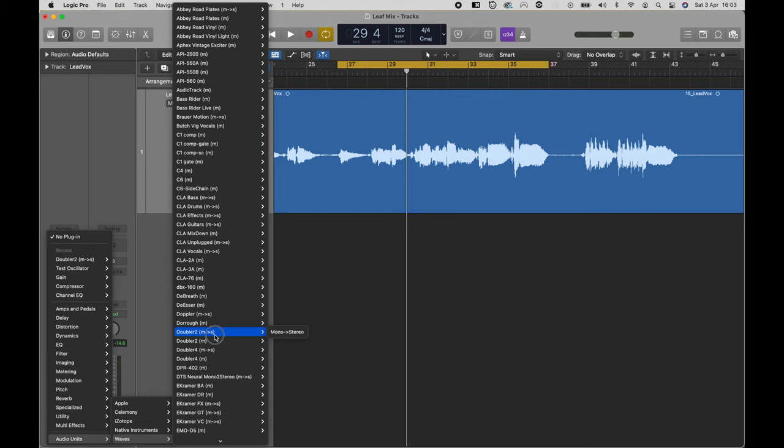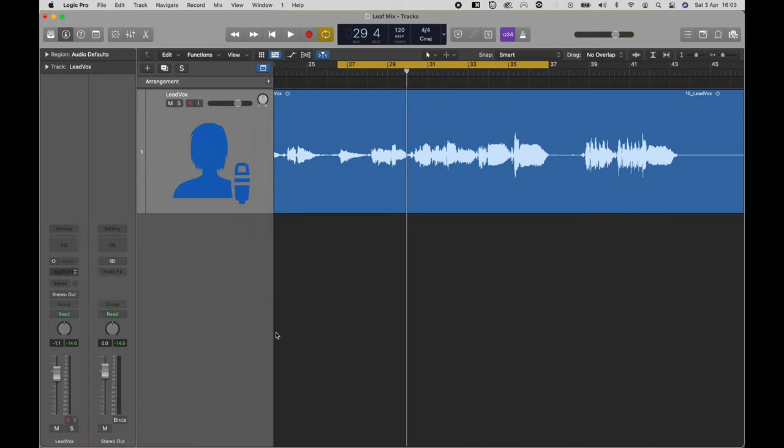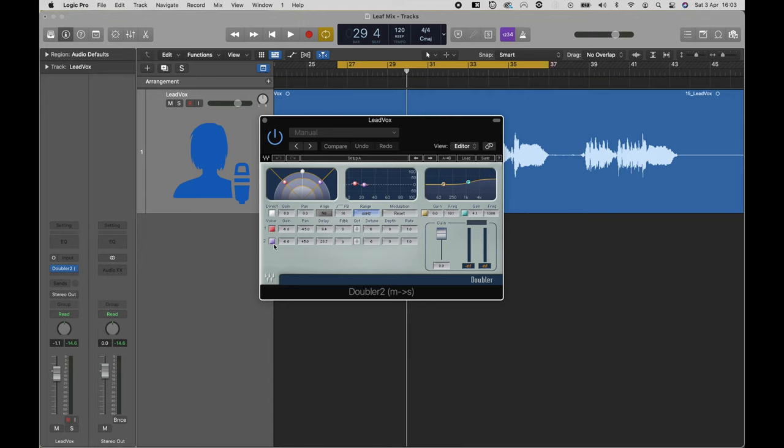And I'm using Doubler 2 M to S, which stands for mono to stereo. Doubler 4 is the same thing, except it gives you four additional copies of the sound, plus the original. 2 gives you the original plus 2. So here are the two copies of the sound, and here is the original sound. They can all be turned on and off by clicking in these squares. Let's hear what the plugin's doing.